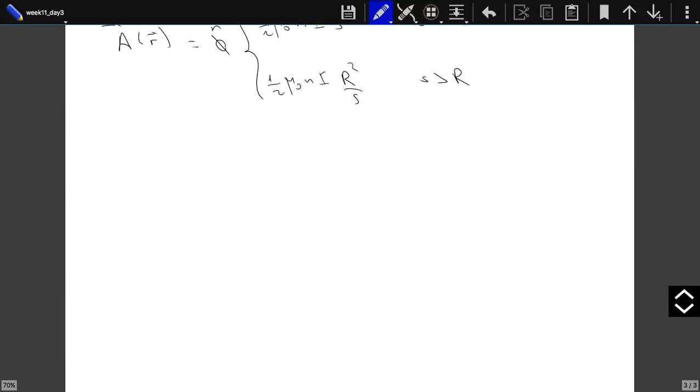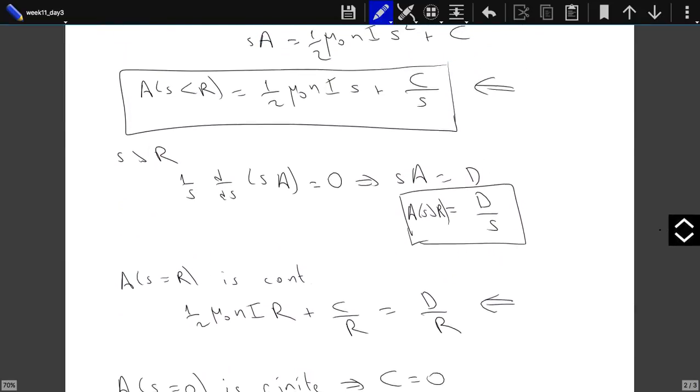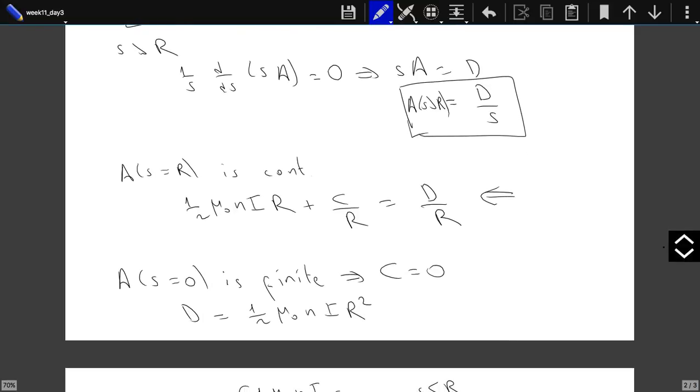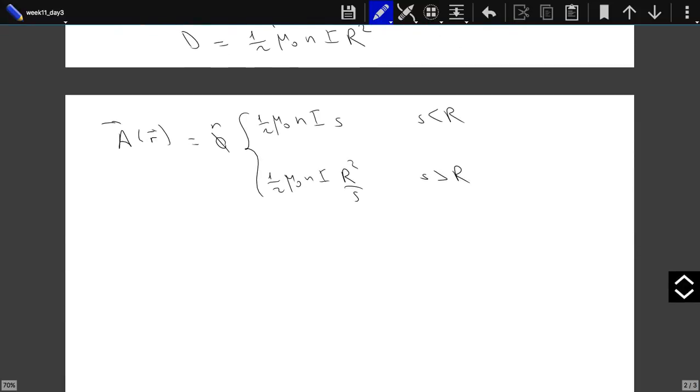Now, what is that one? You see, D over R is equal to that one. So D is 1 over 2 mu 0 n I R squared. Now, of course, I claim that A should be continuous. How do I know that A is continuous? Now, let's prove the continuity of A.